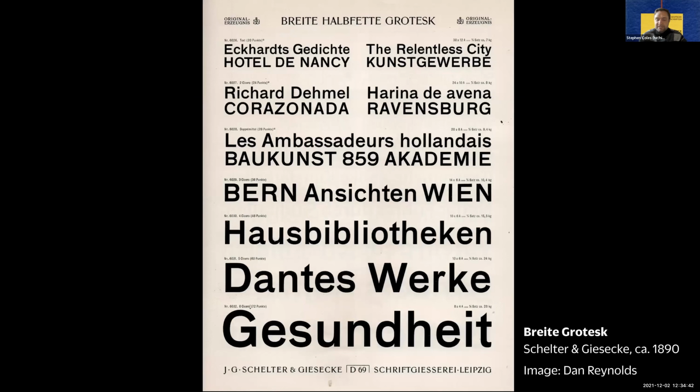So here's a specimen of Breite Grotesque. It really became kind of the signature typeface of the Bauhaus, especially in the official publications. It's this very straightforward, plain-spoken, utilitarian grotesque, and it and others like it really were the most popular typefaces for the school throughout its run.